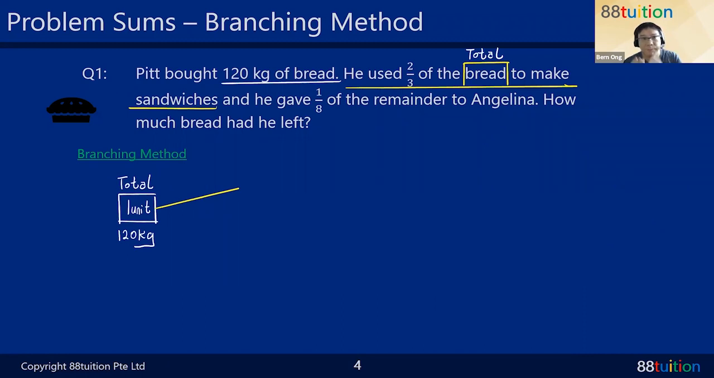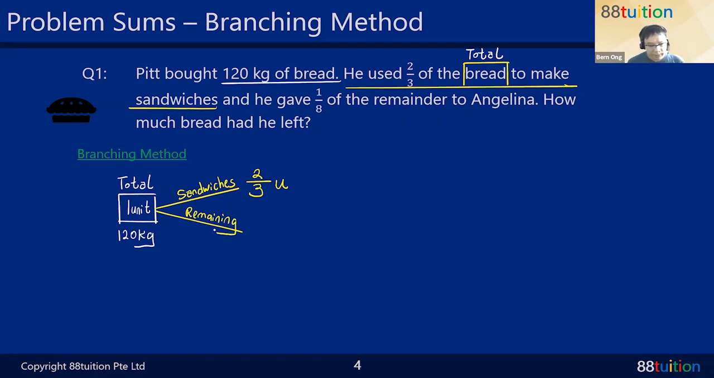The branch will keep splitting. So from the 1 unit, from the total, 2/3 is used to make sandwiches. This 2 out of 3 is from the total, so we call it 2/3 unit is used to make sandwiches. And children, what is the remaining? What is the remaining here? The remaining.